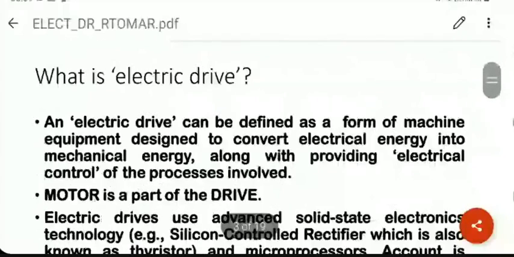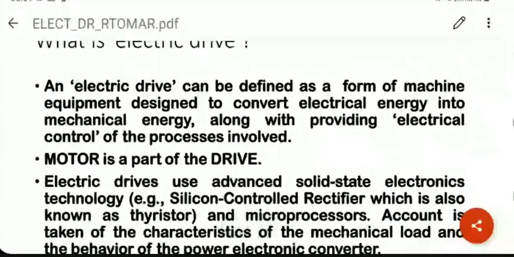What is an electric drive? It's a form of machine equipment designed to convert electrical energy into mechanical energy along with providing electrical control of the processes involved. What they are doing in this definition is including the motor in the definition of the drive itself. That's why they are not saying controlling the motor. They are saying the motor is part of the drive. Fine. That's another way of looking at things. In modern definitions, the motor is considered to be part of the drive, rather than saying the motor is being driven and controlled by the drive.